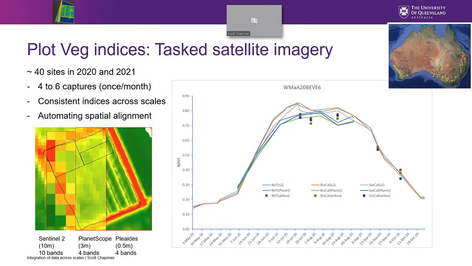The last point in the plot level work is that we are also interested in how we can use satellite imagery and identify variability at the plot level. So can we, with these 0.5 meter resolution satellites, understand what's going on at the plot level? And I'll mention a little bit more about that in the next section. But really all we were doing here was taking the continuous data from Sentinel-2 and Planet and comparing it to these high resolution captures and finding that they do align pretty well, at least for NDVI.